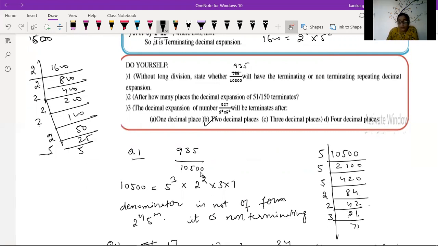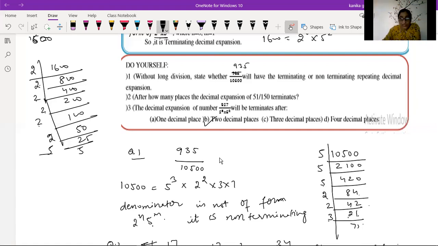So the prime factorization of 10500 is, here 5 comes 3 times, 2 comes 2 times, 3 comes 1 time, and 7 comes 1 time. So the denominator is not of the form 2 raised to power n, 5 raised to power m. It means that the only factors we want are 2, only 5, or both 2 and 5. We do not want other numbers. Here 3 and 7 have also come, so if these numbers come, it means it is a non-terminating decimal expansion.